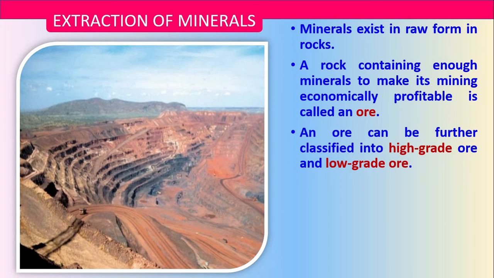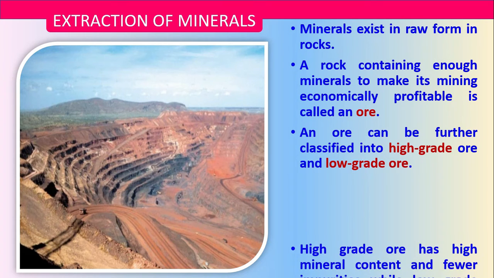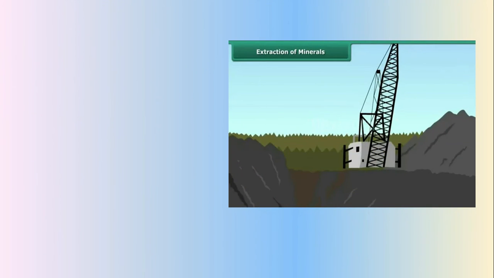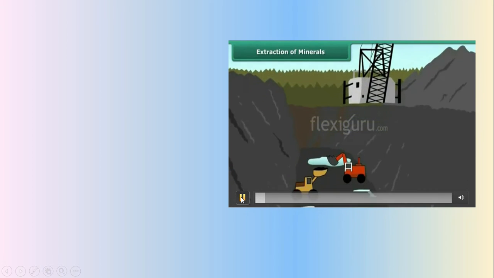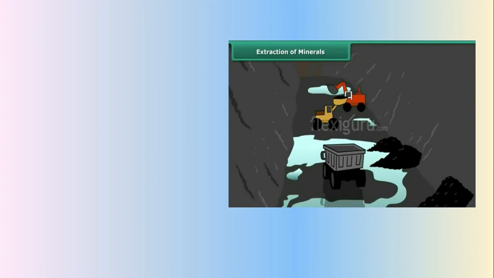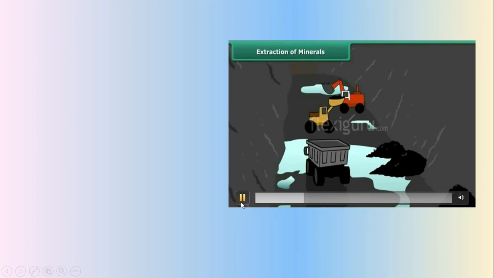So the ore can be further classified into high-grade ore and low-grade ore. High-grade ore has a high mineral content and fewer impurities, while low-grade ore has a lower mineral content and more impurities. Okay, and I'm going to show another video of extraction of minerals, children. See, this is the process of extraction of minerals from the earth. It's just an animated video.